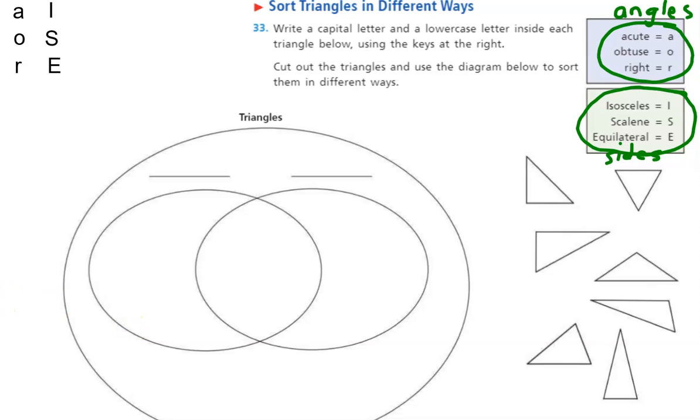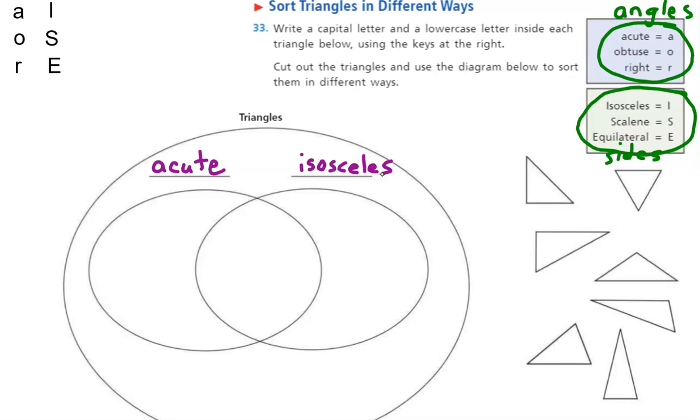So let's look to see what this big whole triangle or circle oval business is here. So this tells us, it says, write a capital letter and a lowercase letter inside each triangle below using the keys at the right. I'll help you with that in just a minute. And then it says, cut out the triangles and use the diagram below to sort them in different ways. Well, I think that that's too hard to do all by yourself, so we're going to do part of this together. We already know that this is totally labeled as triangles. And so what I want you to do is here is we are going to call this side acute. And we are going to call this side isosceles.